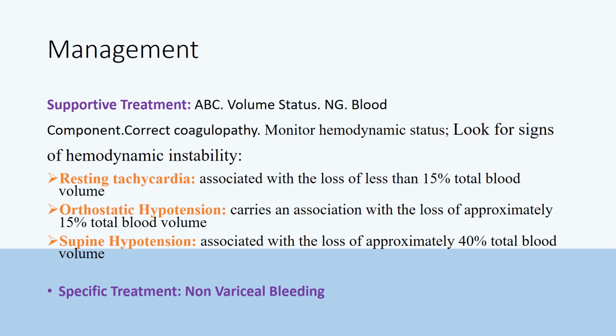The management is supportive and specific. The supportive treatment is ABCs again, checking the volume status, placing an NG tube, aspirating and calculating the amount of blood that is being lost. If needed, blood components like different factors, plasma, FFP, cryoprecipitate transfusion, and decide whether the patient is hemodynamically stable or unstable. The unstable signs we have already discussed. Specific treatment and variceal bleeding is beyond the scope of today's talk, so we'll be leaving it for next time.